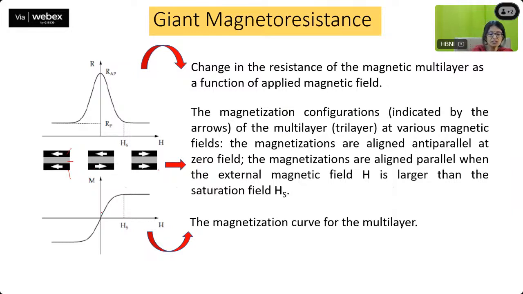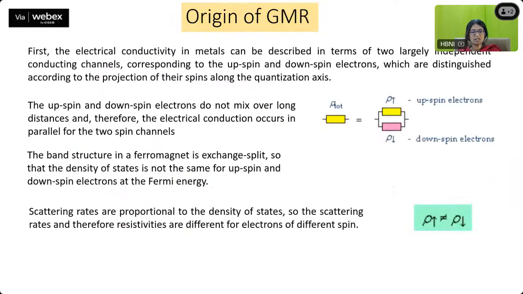And so at this particular point in time, the magnetization is 0. At this point, the magnetization is negative, whereas at this point, the magnetization is positive. So this is the magnetization curve for the multilayer with the application of the magnetic field. So what is the origin of this giant magnetoresistance?